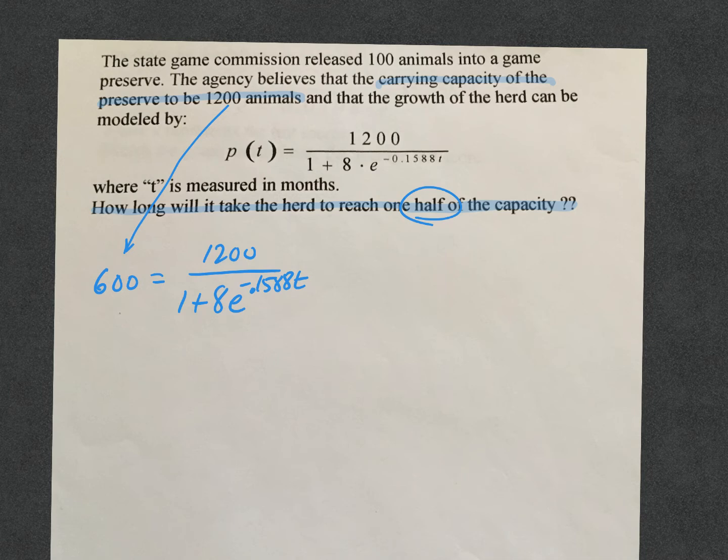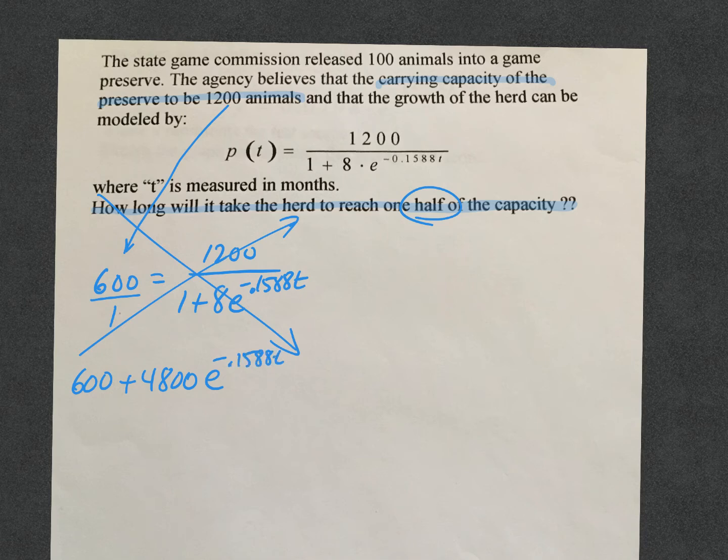So how would I solve this with that variable in the denominator? Well, I would ask you to think of 600 as being a fraction by putting it on top of 1. And then I would ask you to cross multiply. So multiply diagonally this way, and multiply diagonally going this way. So the old algebra days, cross multiply. Let's do the tough one first. 600 times 1 plus 8e to the negative 0.1588t. So 600 times 1 and 600 times 8 e to the negative 0.1588t power.